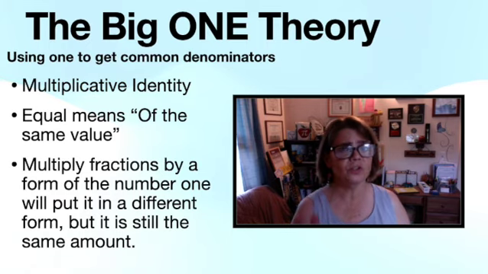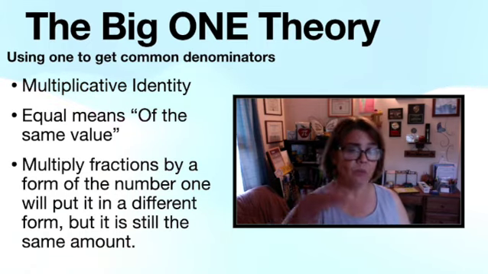And in order to do this, you have to understand that we're going to be using the multiplicative identity. The multiplicative identity simply states that anything times 1 is itself. And when you understand that, then you understand the entirety of the Big One Theory.